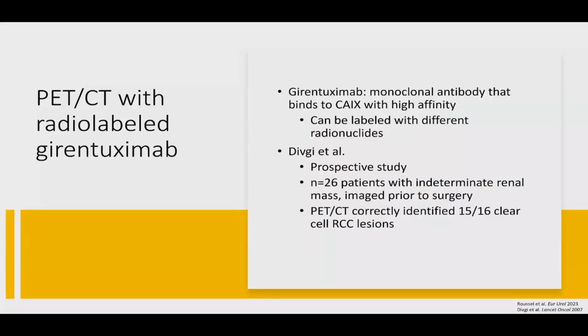This brings me to talk about PET-CT with radio-labeled girentuximab, which is a monoclonal antibody that binds with really high affinity to CA9. It can also be labeled with multiple radionucleotides, which is another advantage. So Digby and colleagues published this prospective study, including 26 patients with indeterminate renal masses prior to surgery, and they found that radio-labeled girentuximab correctly identified 15 out of the 16 clear cell RCC lesions using PET-CT.